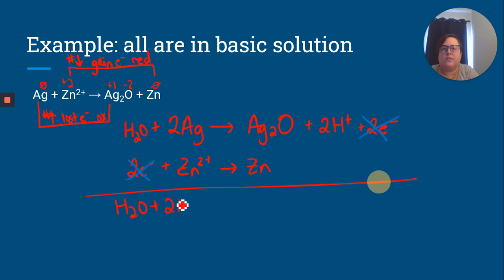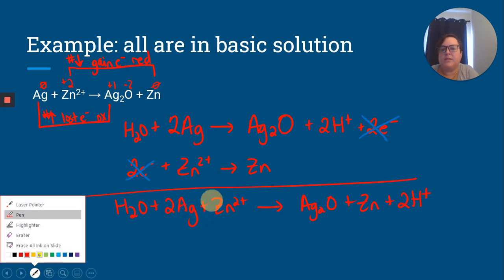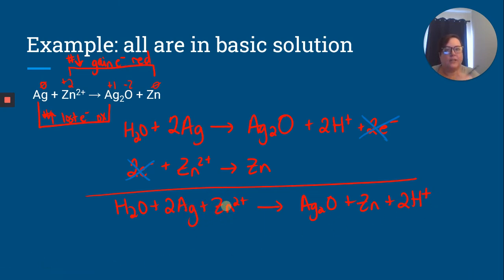Water, 2 silvers, zinc, Ag2O, zinc, and our 2 hydrogen ions. So because it's in a basic solution, we're going to add our hydroxide, and we want to add the same amount of hydroxide that we have as hydrogen. So since we have 2 hydrogen ions, we're going to add 2 hydroxide ions to both sides.